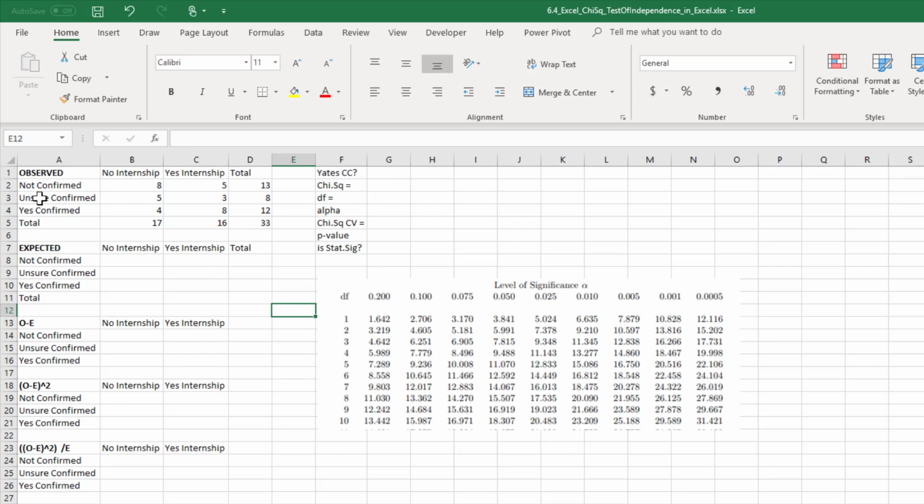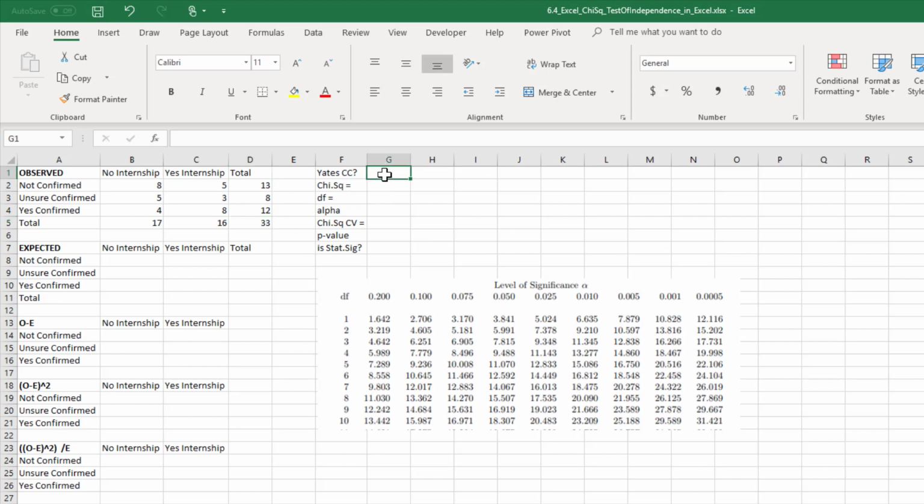So let's just go ahead and start out real quick. In the columns we have yes and no for if they did an internship or not, and in the rows we have did not confirm, unsure, or did confirm if they wanted to work in that industry, and we have the data points from the slides. We also have the column totals and the row marginal totals along with our grand total.